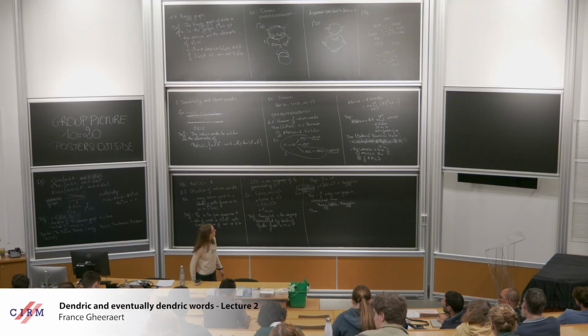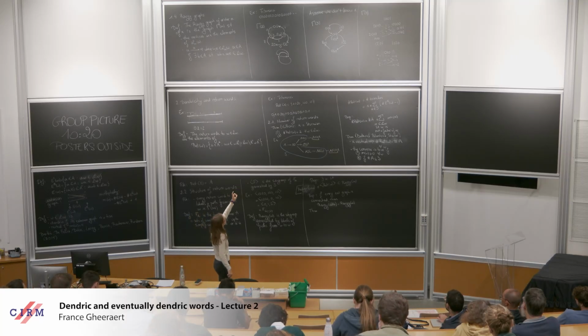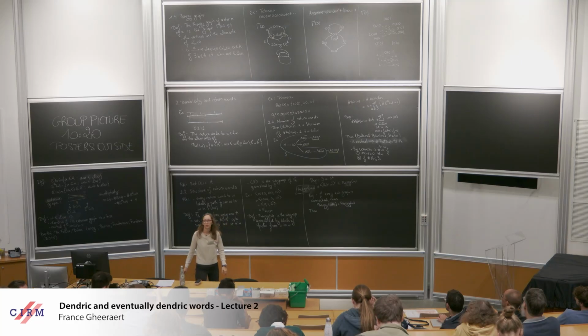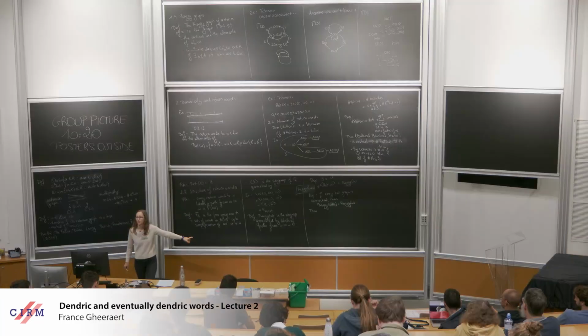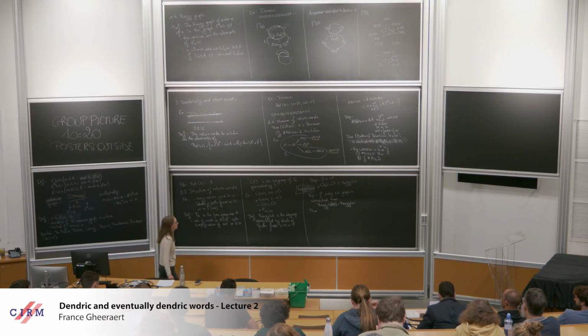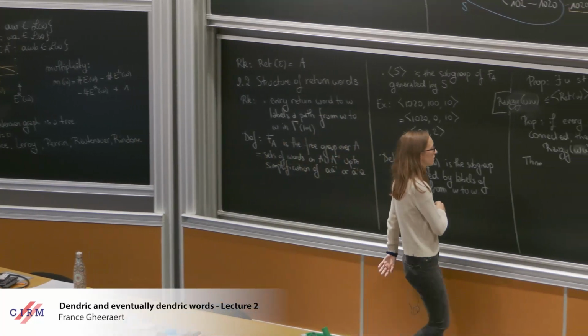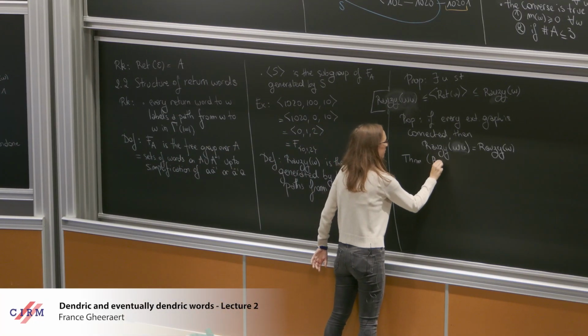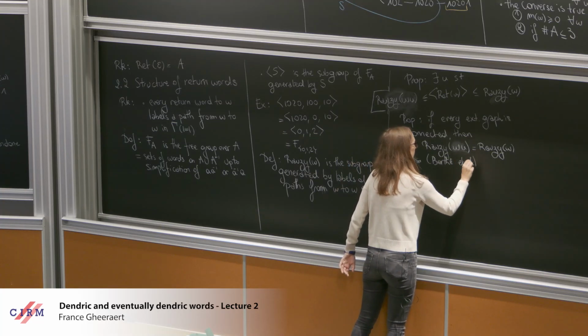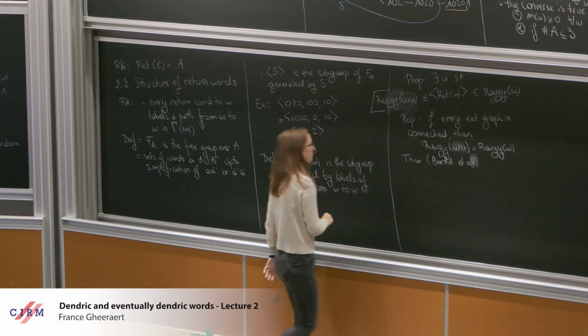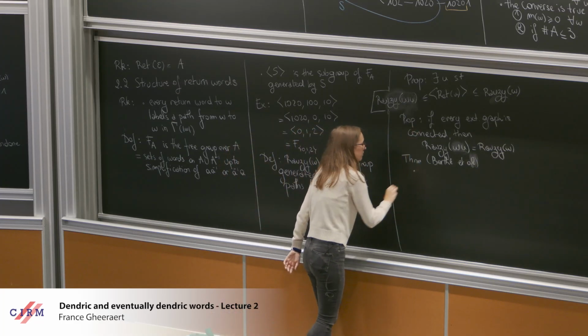By definition, the group generated by the return words to W is the Rosy group, right? No, because, what's the definition? Rosy is the subgroup generated by labels of paths from W to W. Not every path is a return word, so that's why this is really an inclusion. Now this is a theorem in the original paper on dendricity, and it is actually a two-part theorem.